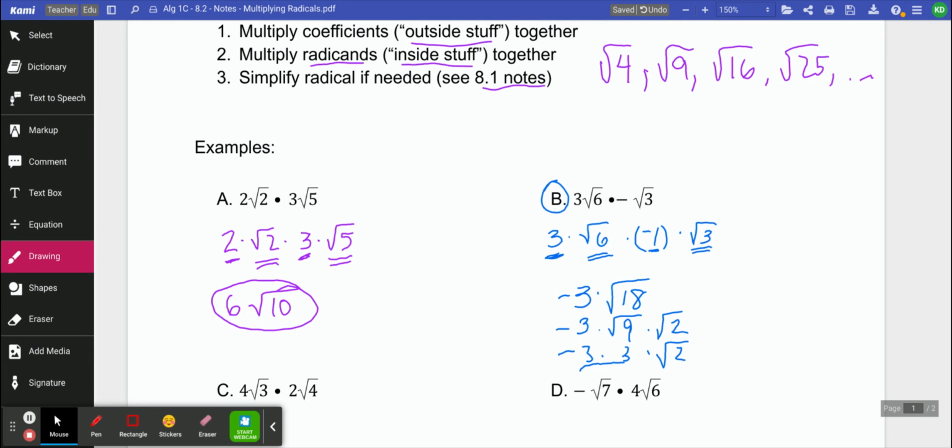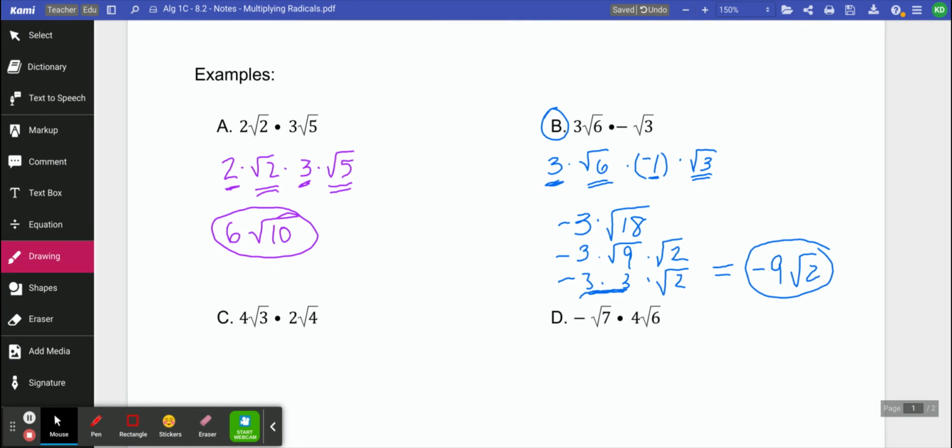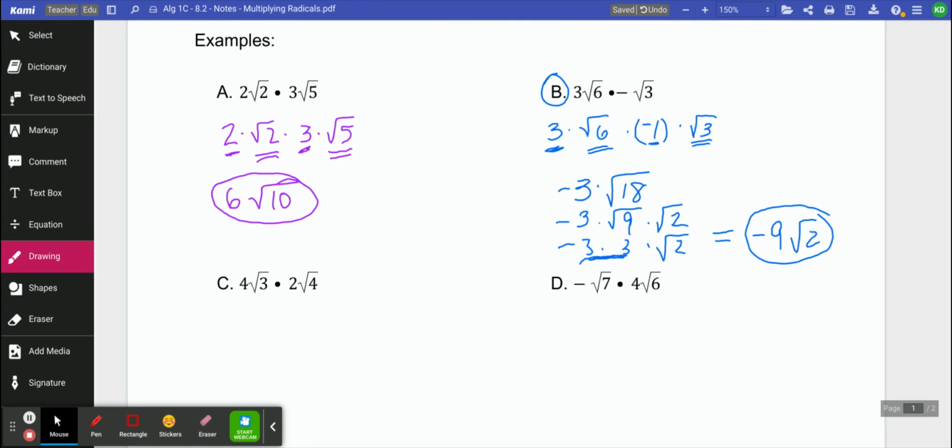And then I can multiply my outside stuff together again. So negative 3 times 3 is negative 9. 2 is still inside the radical. So my final simplified answer is negative 9 radical 2. Again, multiply the outside stuff together, inside stuff together, and then simplify if needed. So that one did require simplification.